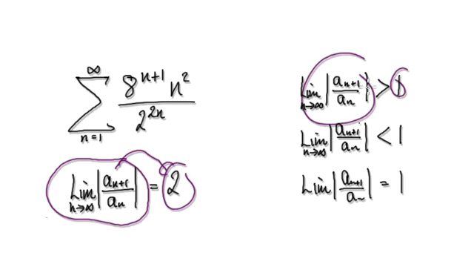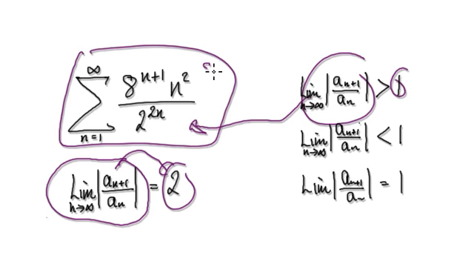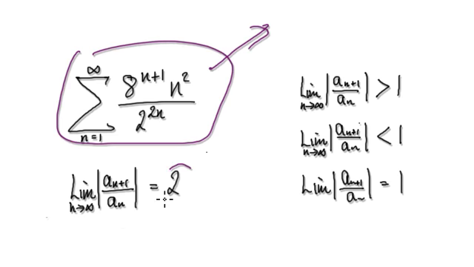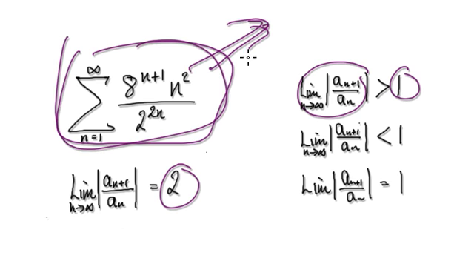Well, 2 is bigger than 1. So therefore, the original thing that we're trying to investigate will diverge. Okay, so our series here will diverge just because this is greater than 1. So our series will diverge.